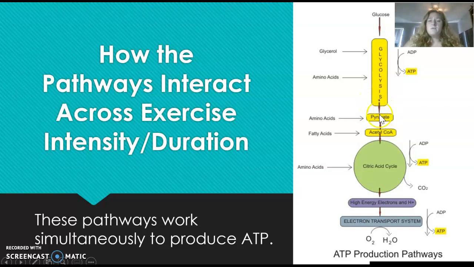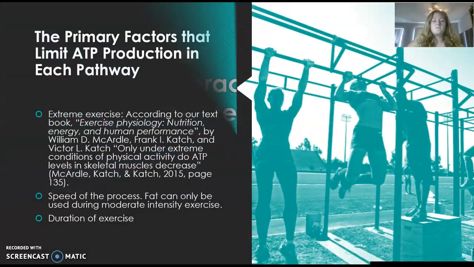As the pyruvate breaks down, just like in the glucose, in fat as well, the fatty acids also become acetyl-CoA. These end up becoming the same process because they have to go through the citric acid cycle and the electron transport chain in order to produce ATP. So this is how they work simultaneously when we are performing exercises.